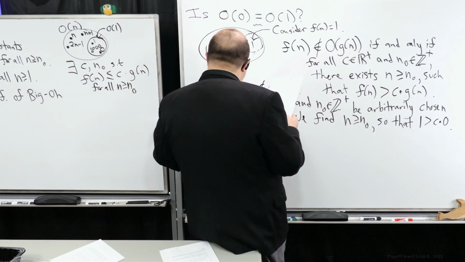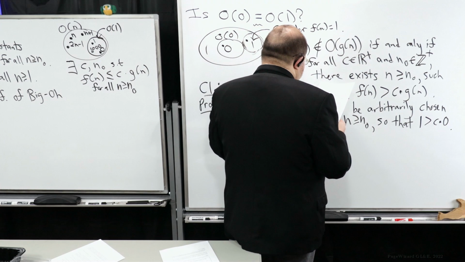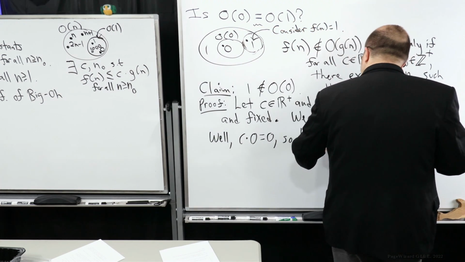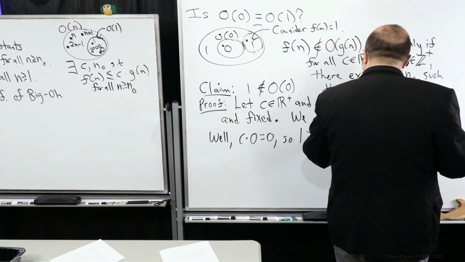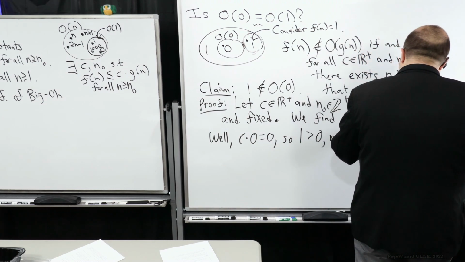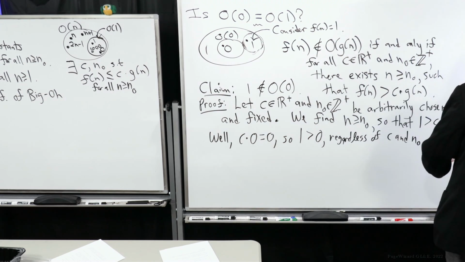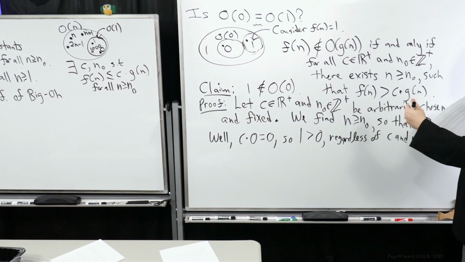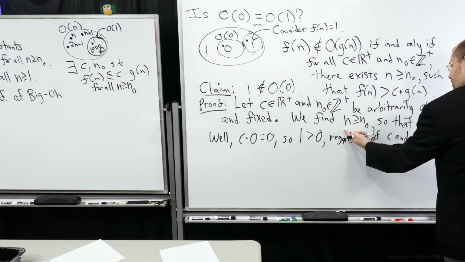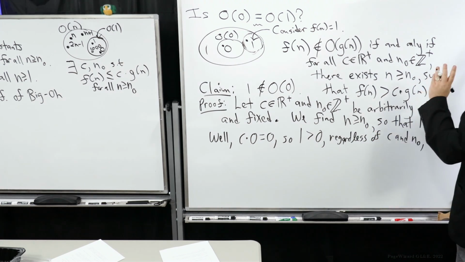So let's write that. Well, c times 0 is equal to 0. So 1 is greater than 0 regardless of c and n0, right? It doesn't matter what c and n0 are. The point is now I have to pick n0. Sorry, pick n. Remember, you don't want to get those two mixed up. You want to pick n that's greater or equal to n0. So I'm going to pick n.